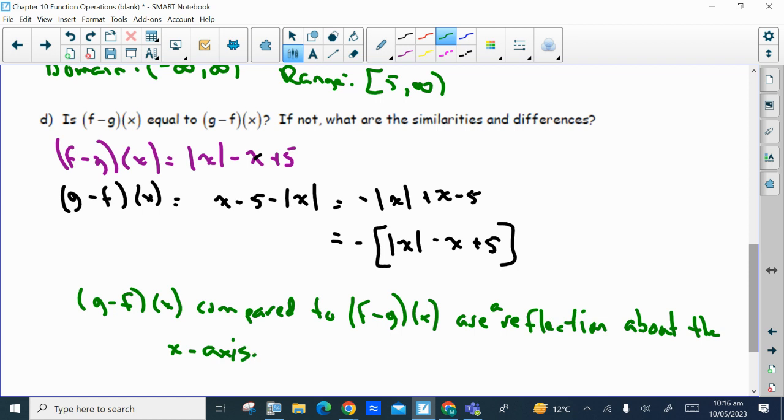Because if you take g minus f and compare it to f minus g, we see that they are exact opposites. If we take a common factor of negative 1 out of the g minus f, inside the bracket you get exactly f minus g. With the negative 1 in front, that's an a value of negative 1, which means the graph is reflected over the x-axis.